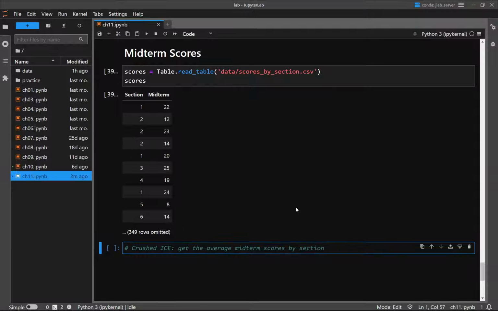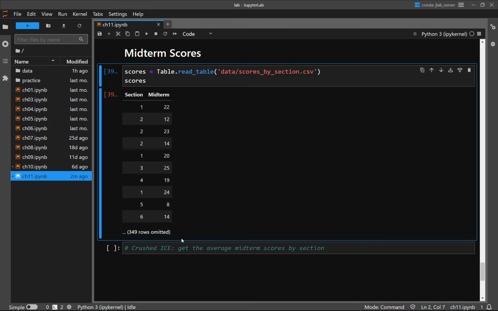All right, so which table operation is going to do it for you? Scores dot what? Mean? Well, I did scores dot column, and then the section column, and then put dot mean at the end. That would give you the average section number. I don't think that would do anything for you. There's 12 sections, so the average from 1 to 12 is 6, right? That's not really helpful. You could also do the same thing for midterm, but that would give you the average midterm score overall, not for every section.